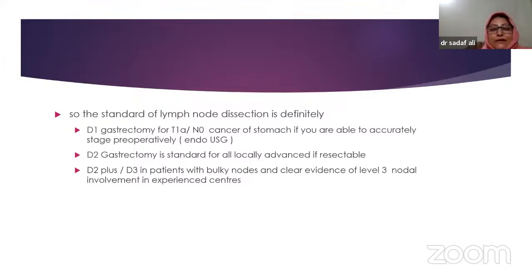So the standard of lymph node dissection now is definitely D1 for early disease, T1A and T1B, and anything beyond would require D2, D2 plus, and D3 is for bulky nodes, and once there's clear evidence that there are lymph nodes at level 3.